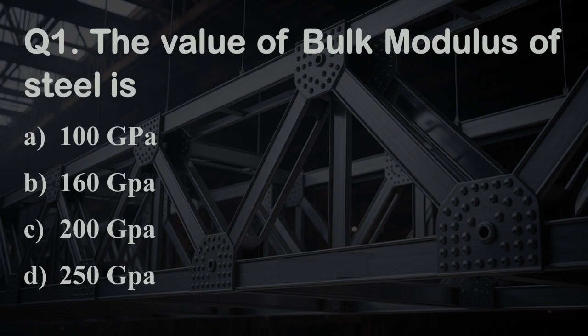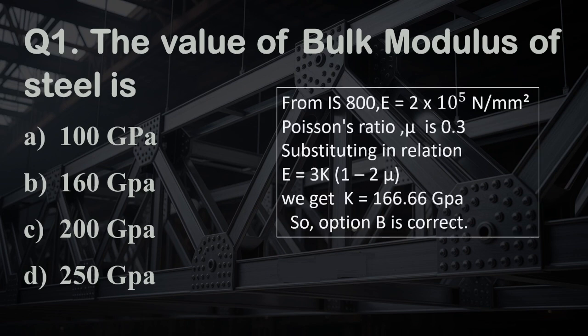Q1. The value of bulk modulus of steel is option A 100 GPa, option B 160 GPa, option C 200 GPa, option D 250 GPa. The right answer is option B. From IS 800, E equals 2 into 10 power 5 Newton per square mm. Poisson's ratio is 0.3. Substituting in the relation E equals 3K into 1 minus 2 mu, we get K equals 166.66 GPa. So, option B is correct.